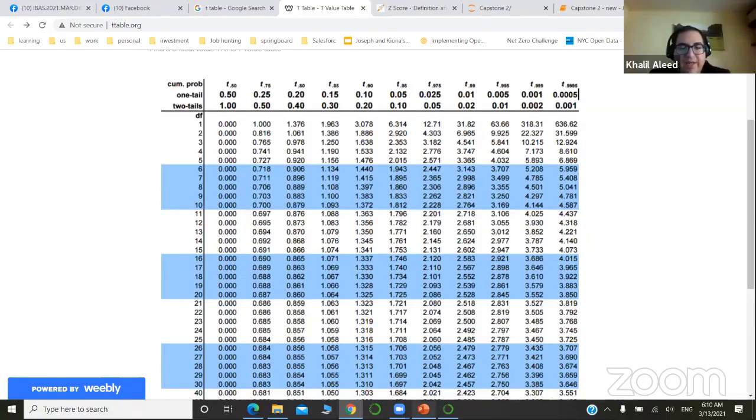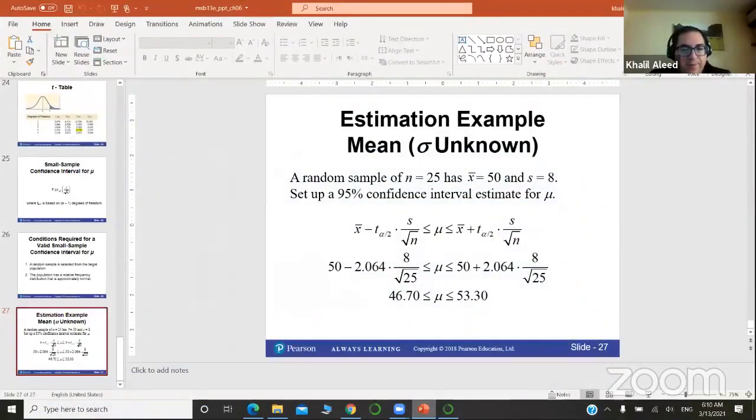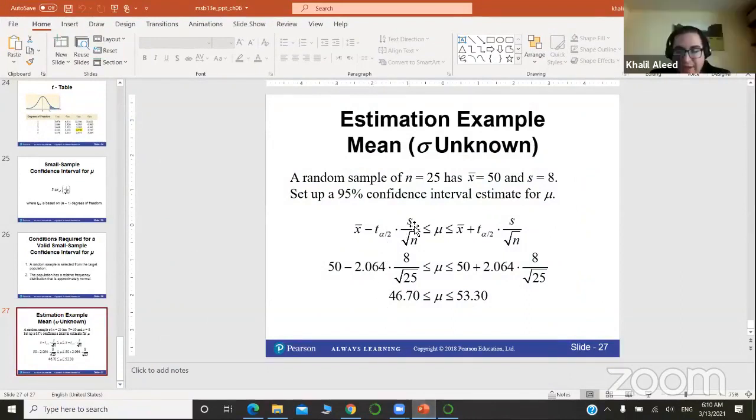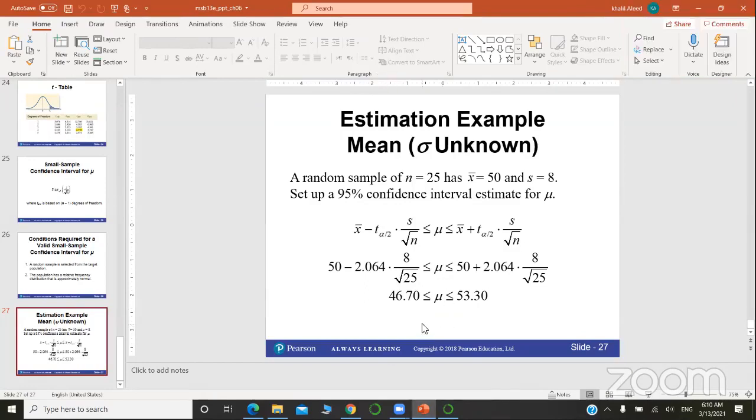So now, in my example, can you see the slide now? Yes. Okay. In my example, my sample size is 25. That means my degree of freedom is n minus 1, which is 24, correct? So this is the first part. The second part, I have a 95% confidence level. That means my alpha is 5%, which we discussed before.